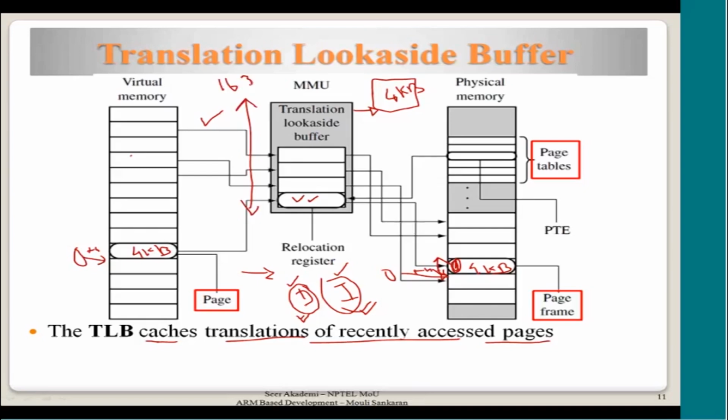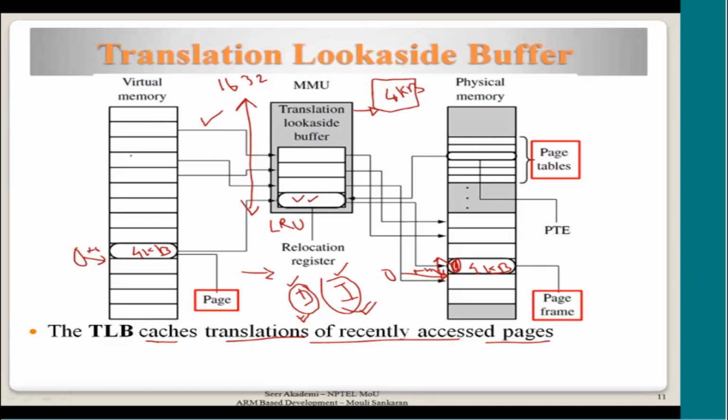The latest processors may have more, but it is still not too many. So recently accessed pages will be there. The replacement policy of this cache is always LRU, least recently used. That means we will be replacing the entry whose translation was not used for quite some time; that will be thrown out.